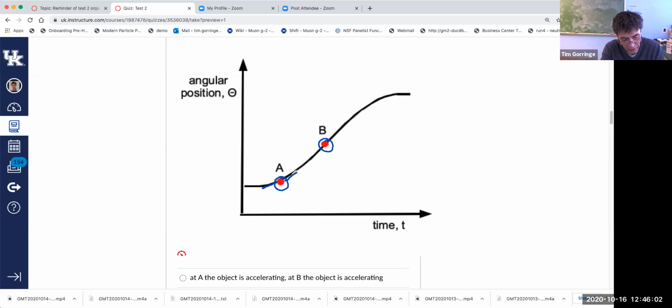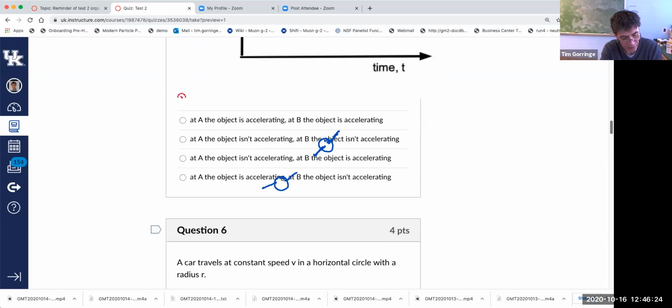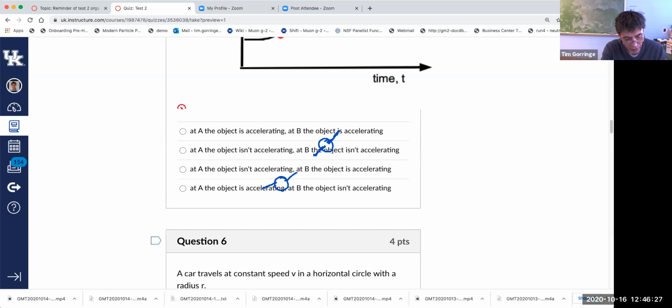It's getting steeper. No, it's not accelerating at B. Again, angular acceleration on an angular position versus time graph is a change in slope. The slope is not changing at point B. And so the answer to this one, I'm finding the answers here, is that at point A, we're accelerating. At point B, we're not accelerating. And so that answer is the last answer there. At A, the object is accelerating. At B, the object is not accelerating.